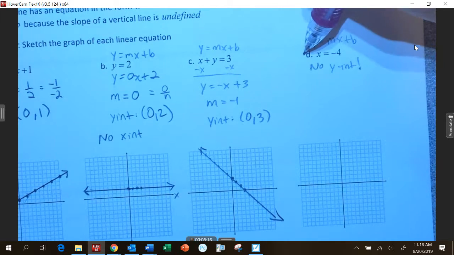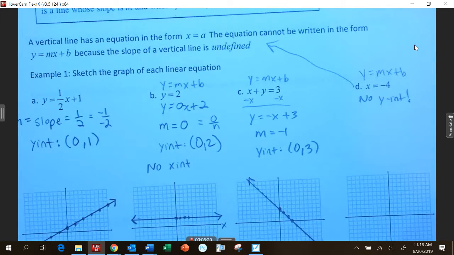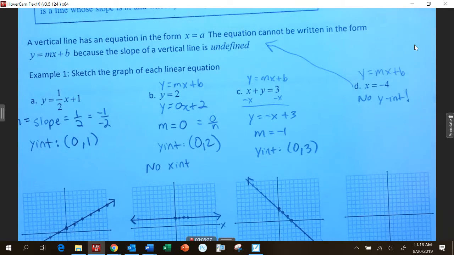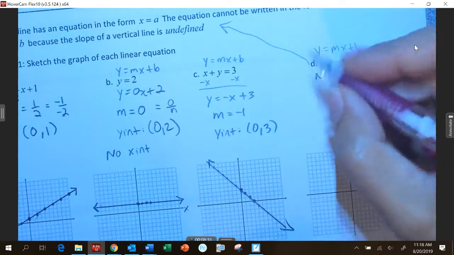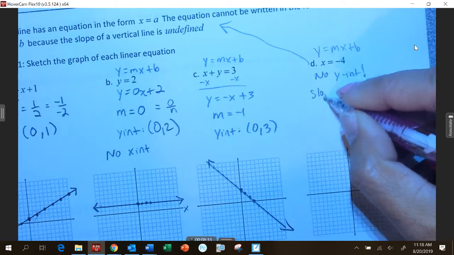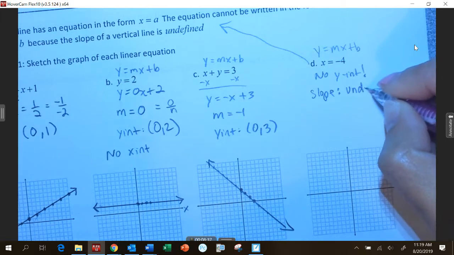This D has to do with that extra little information right over here. A vertical line has the equation in the form of x equals a number. It cannot be written in y equals mx plus b because it doesn't have a slope, or the slope is undefined. So I can write down the slope. And in your assignment, I would like you to include slope: undefined.